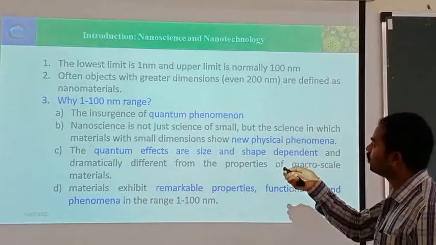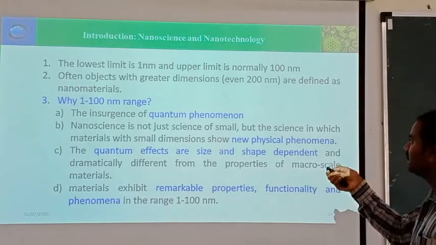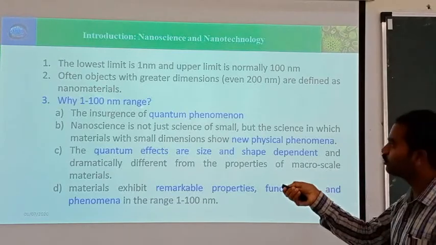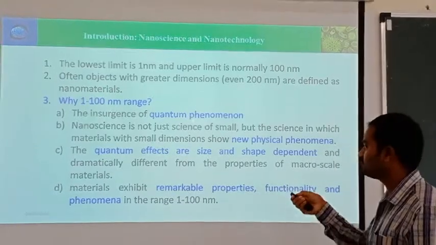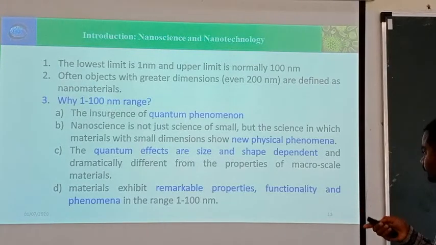Here is the answer. You can call 1 to 200 nanometers also a nanometric material or nanomaterial, but particularly the range 1 to 100 nanometers. Why? Because of the remarkable properties, functionality and different phenomena.